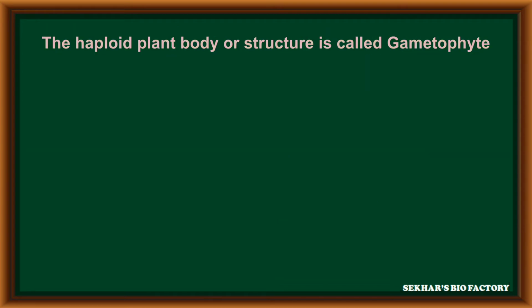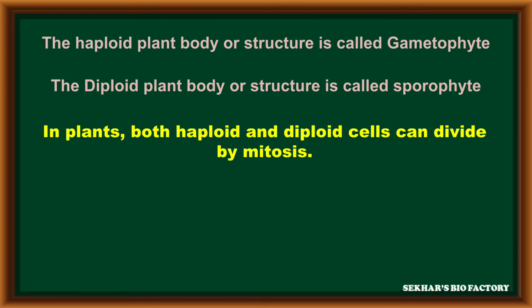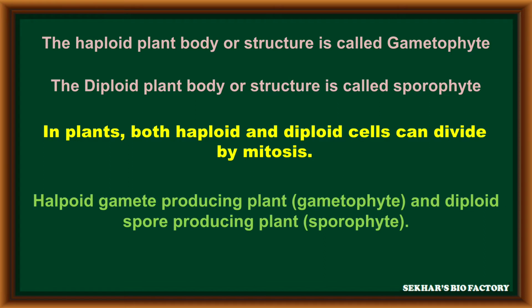During the life cycle, some plants may have a haploid plant body or structures. These are called gametophyte. Similarly, the diploid plant body or diploid structures is called sporophyte. In plants, both haploid and diploid cells are capable of mitotic cell division. The haploid gamete-producing plant body is referred to as gametophyte, and the diploid spore-producing plant body is generally called sporophyte.